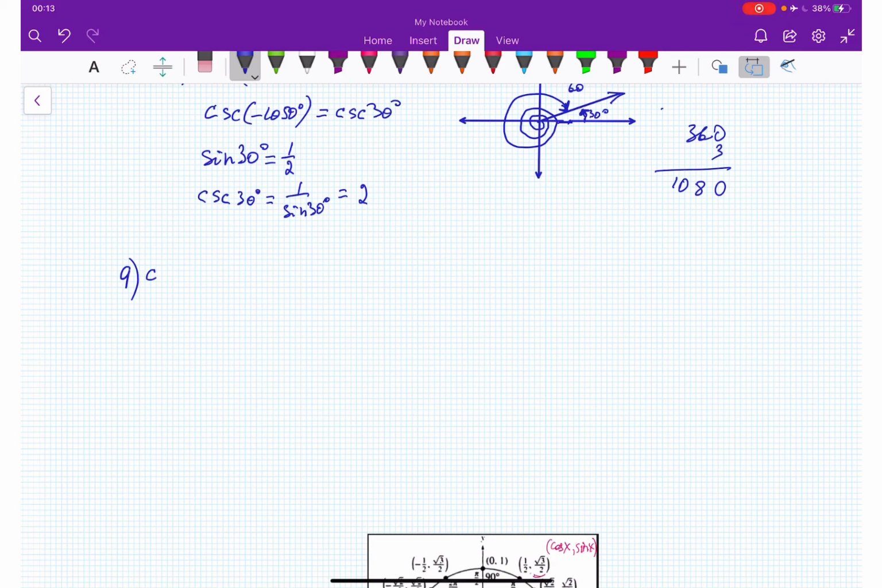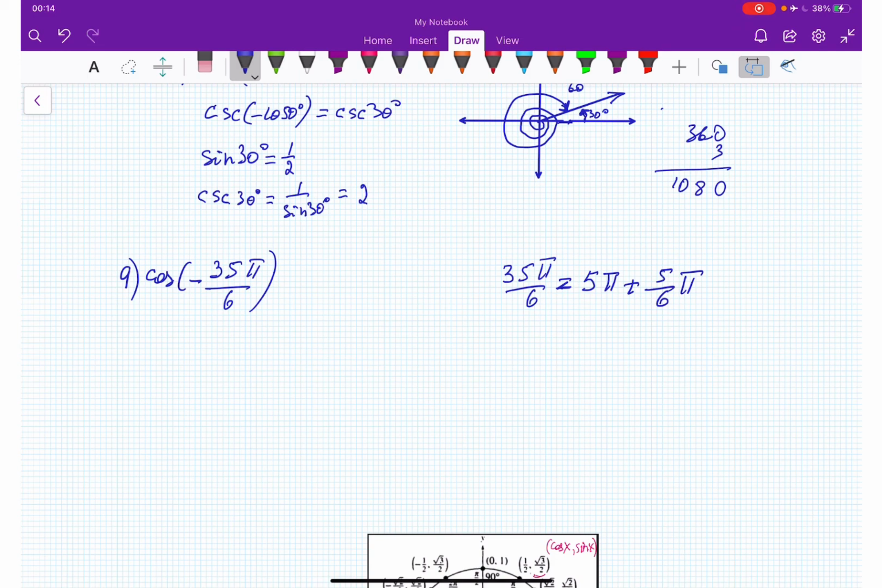Okay, cosine negative 35 pi over 6. Let's see what will be the coterminal angle for 35 pi over 6. 35 pi over 6 is equal to... 35 divided by 6 is going to be 5 pi, right? 5 times 6 is 30, remainder is 5. So 5 pi plus 5 over 6 pi. Yes? Okay.